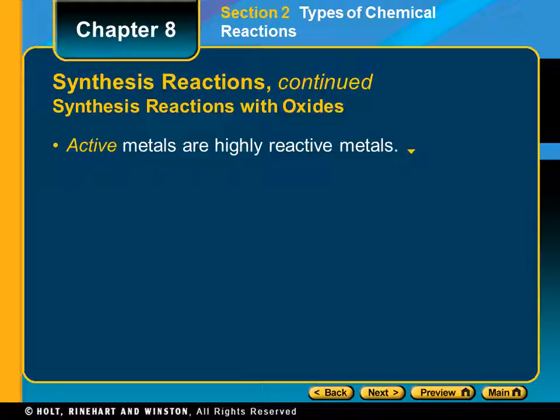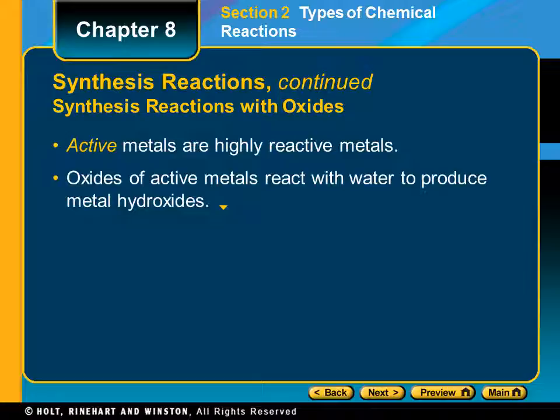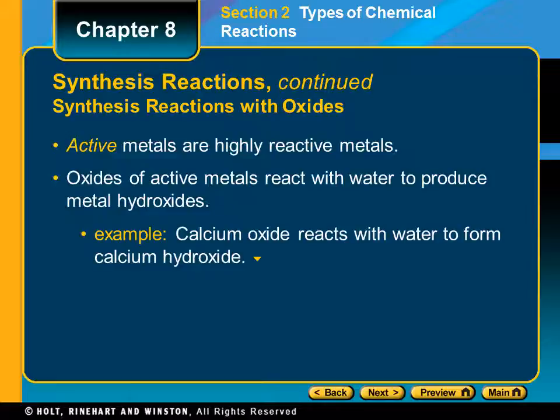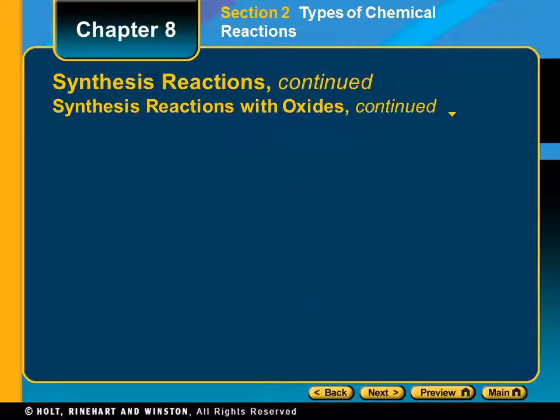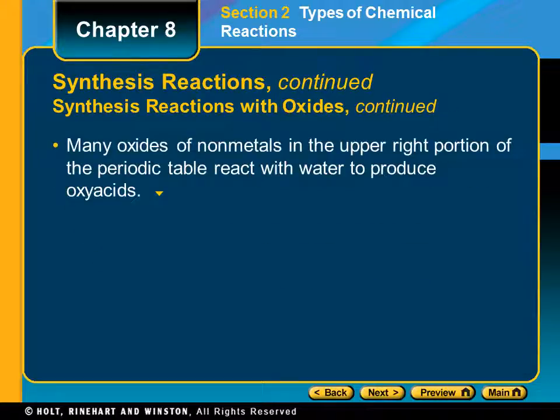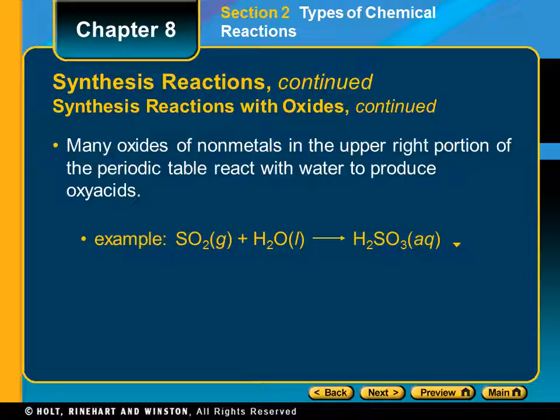We can also talk about synthesis reactions with oxides. Active metals are highly reactive metals. Oxides of active metals react with water to produce metal hydroxides. So an example would be calcium oxide reacts with water to form calcium hydroxide. The balanced equation would look like that. Many oxides of nonmetals in the upper right portion of the periodic table react with water to produce what we call oxyacids. So SO2 plus H2O yields H2SO3, hydrosulfuric acid.